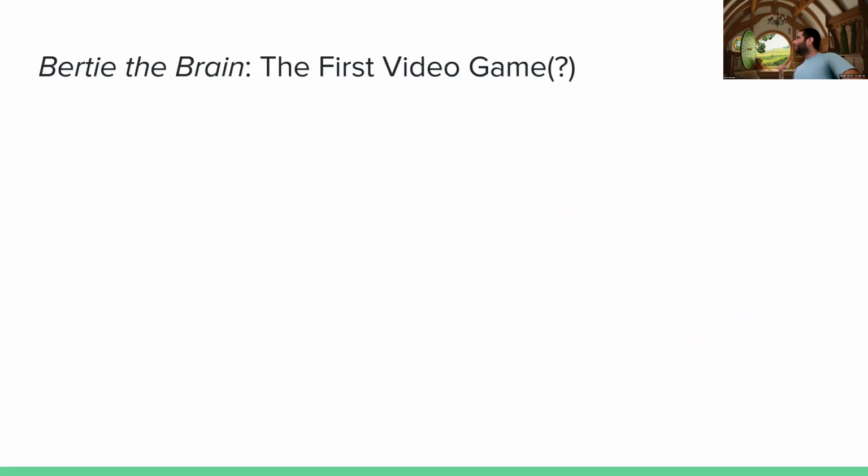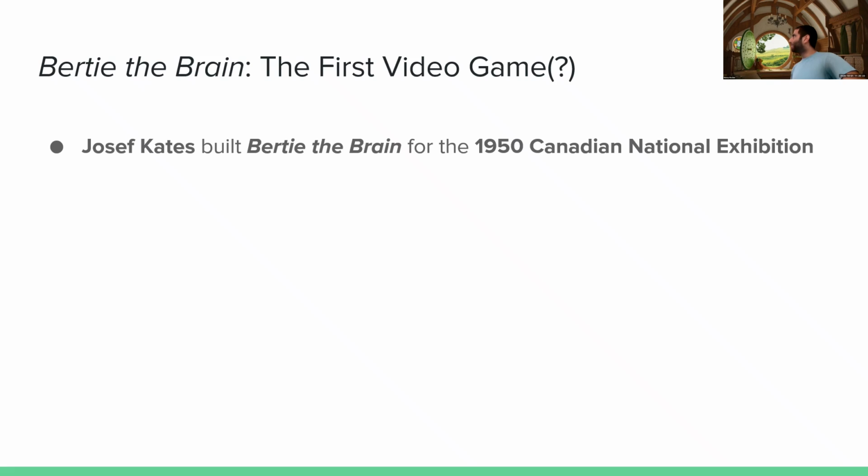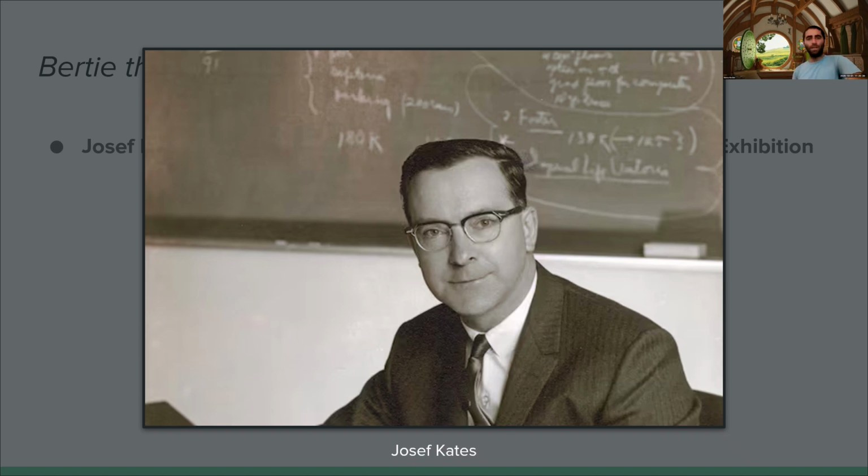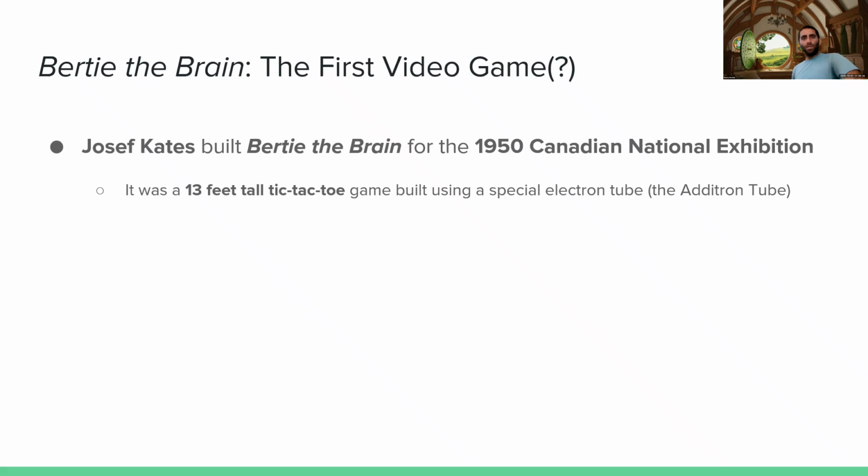So a little bit further, this is one of the common contenders for the first video game. There was a game named Birdie the Brain. It was built for the 1950 Canadian National Exhibition, and it was built by Joseph Cates. You can see over here, this 13-foot tall tic-tac-toe video game that was built using a special electronic tube called the Additron tube. And I think Joseph Cates had actually invented the Additron tube. And this was a game meant to just prototype that technology.